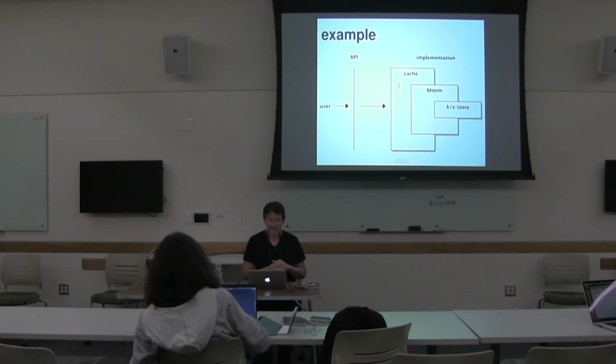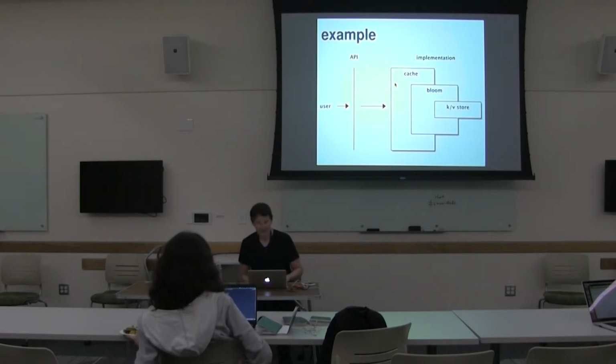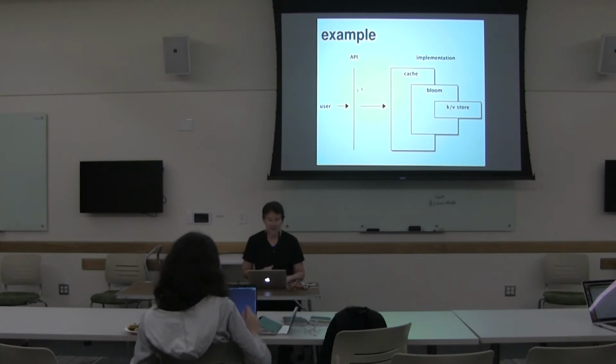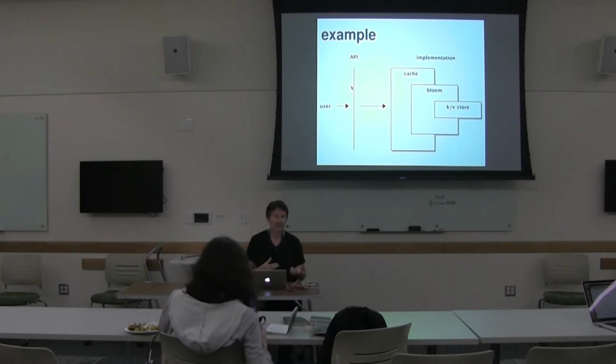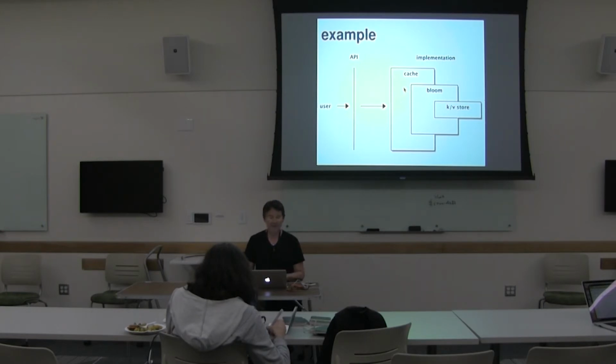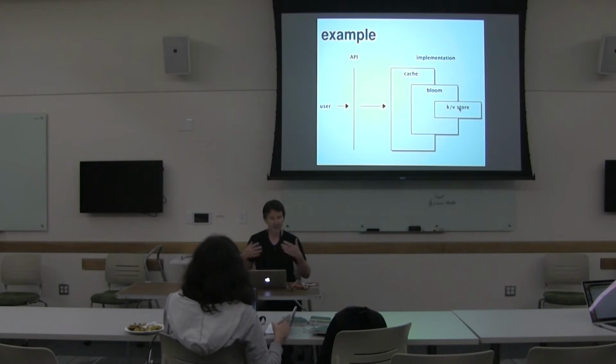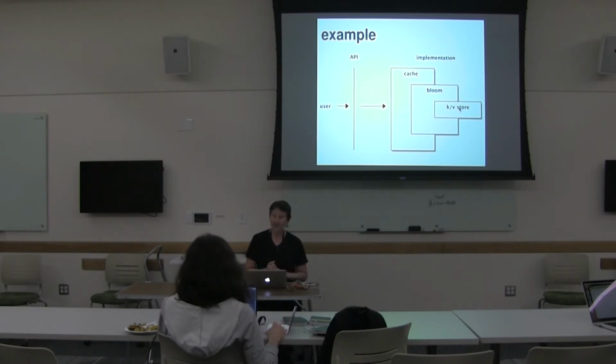What I'm going to use as an example is that, from the user's point of view, the API is exactly the same every time. I'm going to use an example of just a key value map. But what I'm going to do over time is plug in different implementations: a map that first has a cache, and if that fails, then it goes through a Bloom filter. And if that fails, then it's actually going to go to the bottom level key value store.